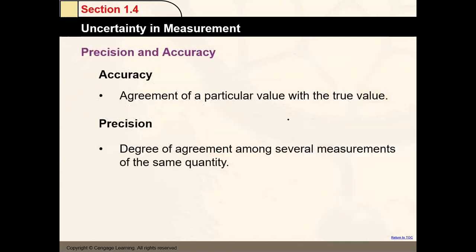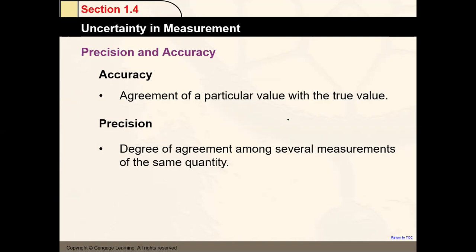Okay, so now what happens with my values? We said at the beginning that the estimated digit might cause some discrepancies. Somebody might see a 0.5, somebody might see a 0.7, 0.3, or 0.4. But there are two terms that are very important to remember at this point: precision and accuracy. Accuracy is the agreement of your measurements with a true value. For example, water has a density of 1 gram per milliliter. That is the true value for the density of water.